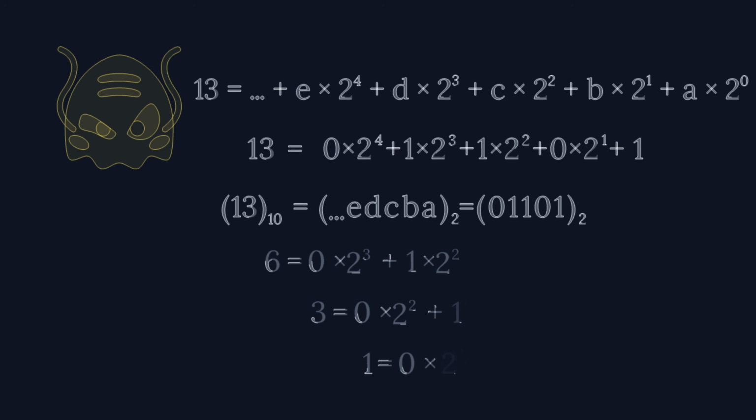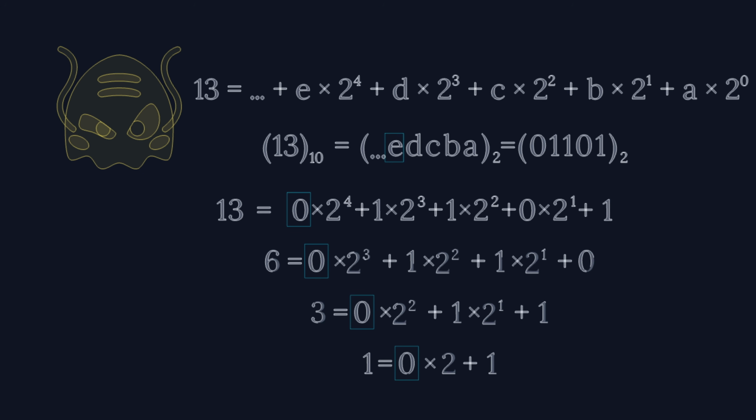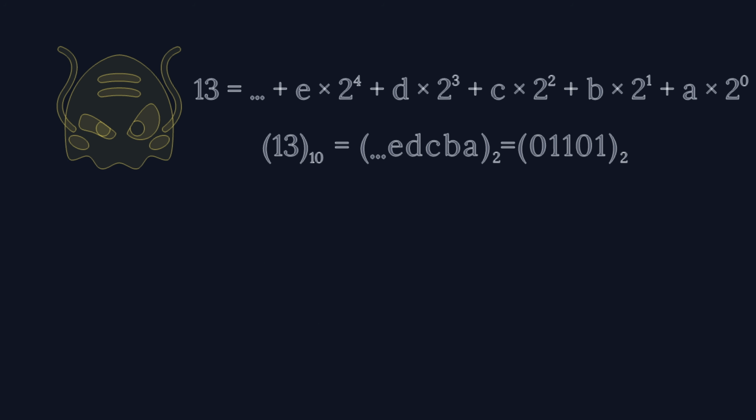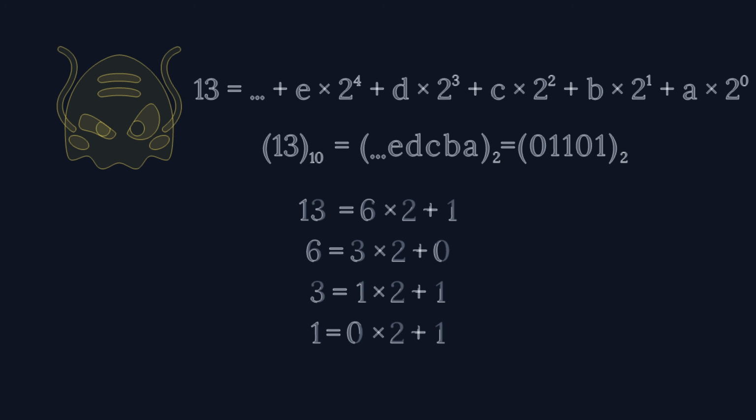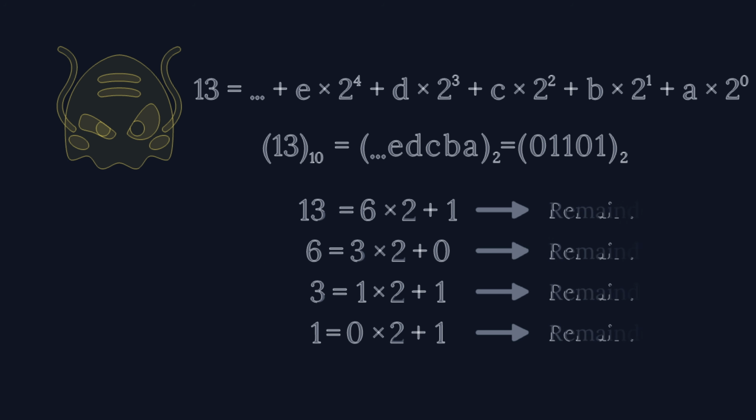Now, if you trace where these digits come from, the value of E comes from here, the value of D comes from here, and the value of C comes from here, and so on. If you take a closer look at the original equations, you will notice that A, B, C, D, and E are nothing but the remainders obtained while dividing by 2. You will also notice that the leftmost bit comes from the last equation, which is exactly the remainder obtained in the last step of the original algorithm.